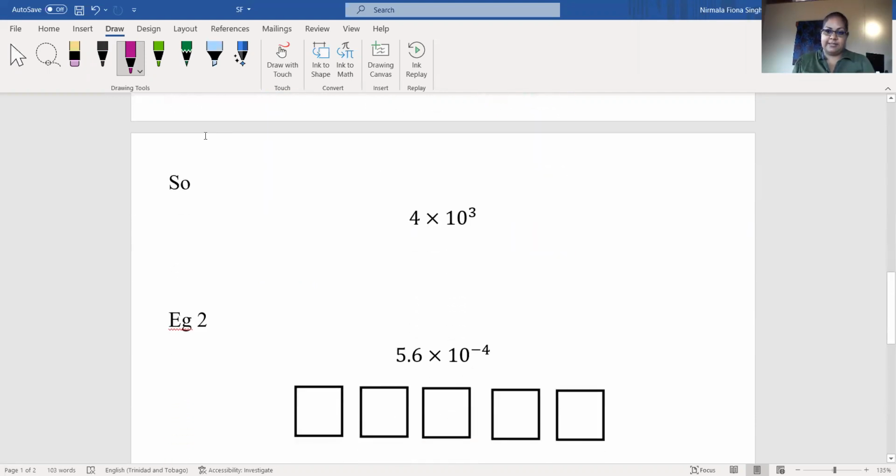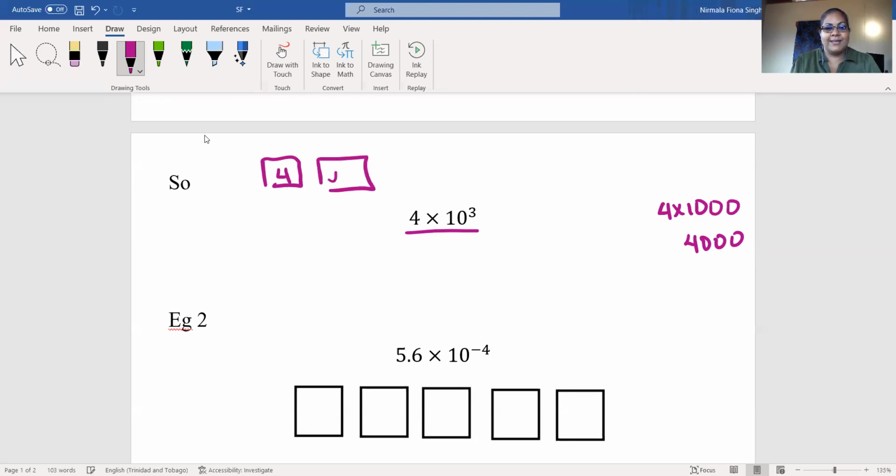When I want to express a number in terms of standard form, for example, if I have 4 by 10 to the 3 and I want to put that into my calculator, this is what you are going to do. We know 4 by 10 to the 3 is 4,000. So how do I write this on my calculator? I'm going to have 4, EXP, 3, and then the equal sign.